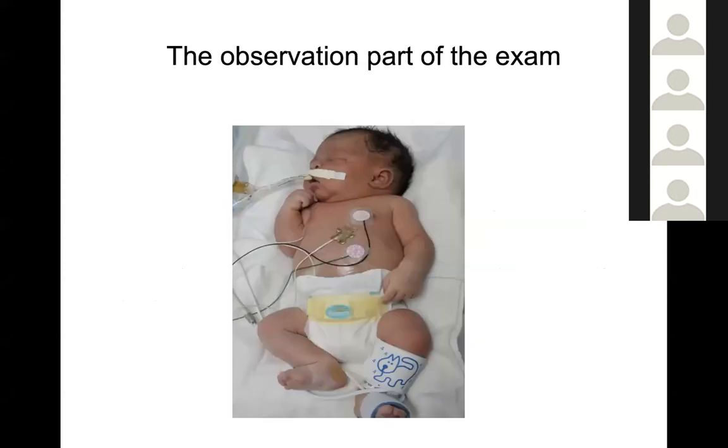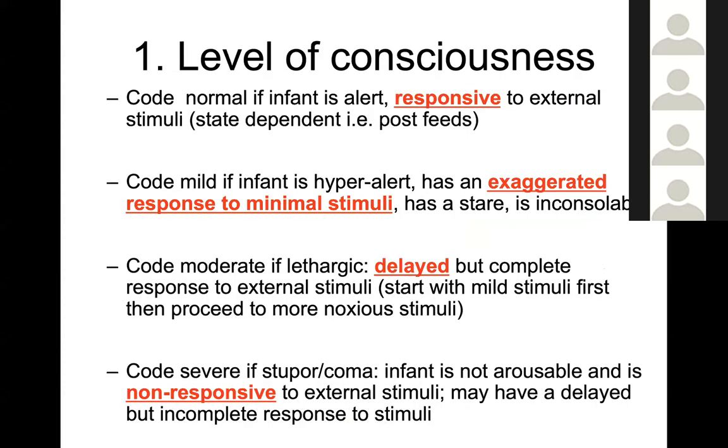So you start with the examination of the baby, just physical examination, just observation. When you observe for the level of consciousness, you watch the baby, and also you give a gentle stimulus and see how the baby responds. If the baby responds in a very exaggerated way, you can just gently touch the baby and the baby goes into a Moro. That is a baby who has brain irritability or hyper alertness, and that will be classified as a mild score.